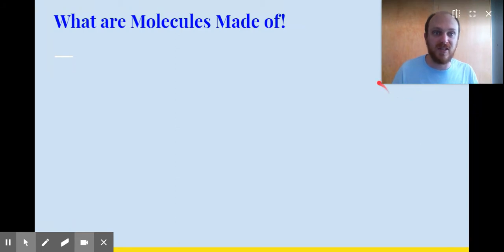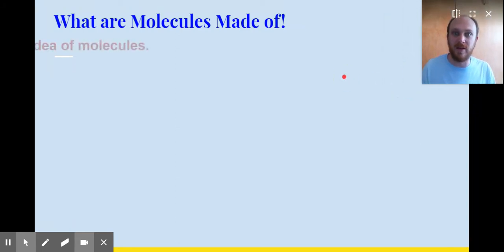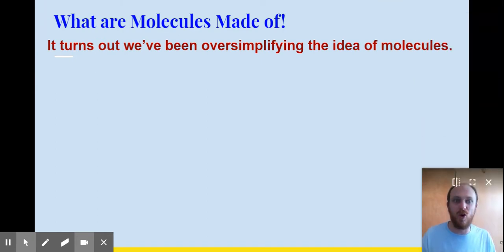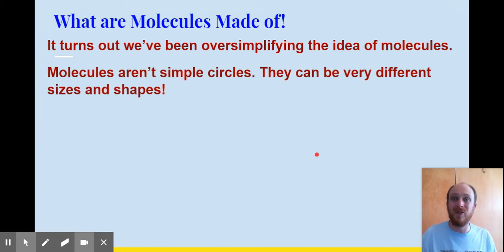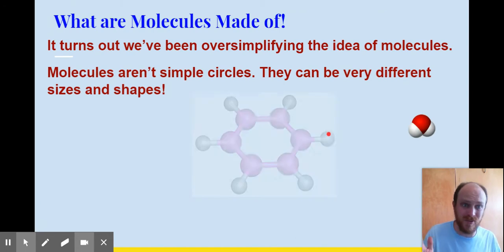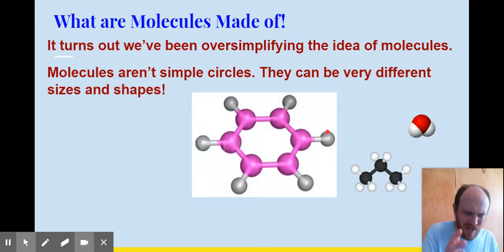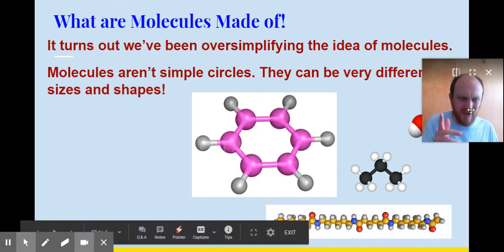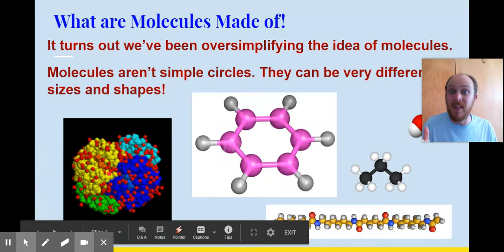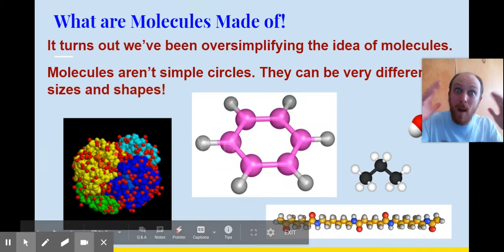We're asking ourselves this question: what are molecules made of? It turns out we've been oversimplifying this idea of molecules or particles. They're not simple circles. They can actually be really different sizes and shapes. For example, there's a water molecule. That's a benzene ring. There is methane, I think. Propane. This is propane. I think this big long thing down here is nylon, like your clothes might be made out of nylon. This is a protein. I think this is hemoglobin. This is a protein in your body, just a big molecule, which is so cool.